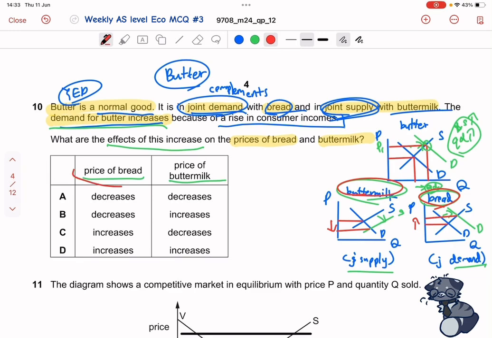Let's look at bread first. Bread price should increase, so it could be either one of these. And then buttermilk price decreases, so it's this one. So these two match up, so 10 is C, and that is correct.